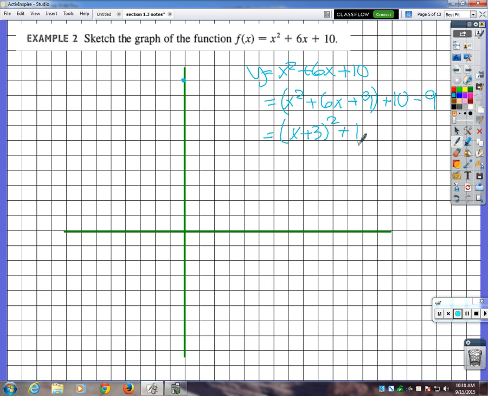So there you know where the vertex is now: negative 3, 1. The axis is opposite, and you know it's going to be symmetrical, with the axis right down the middle. So that means there's another point over here. One point is -3 because it's +3.